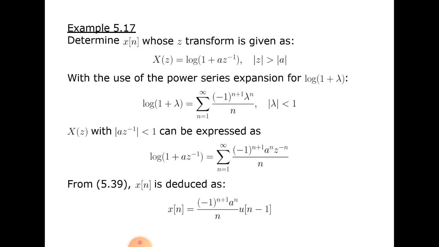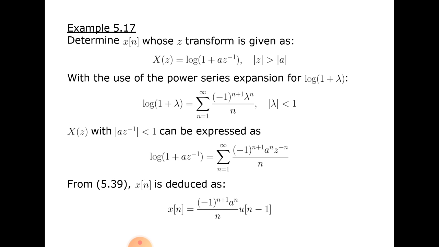With the use of the power series expansion for log(1 + λ), which is equal to the summation from n = 1 to infinity of (-1)^(n+1) λ^n divided by n, for |λ| < 1, X(z) with |a z^-1| < 1 can be expressed as log(1 + a z^-1), which is equal to the summation from n = 1 to infinity of (-1)^(n+1) a^n z^-n divided by n.